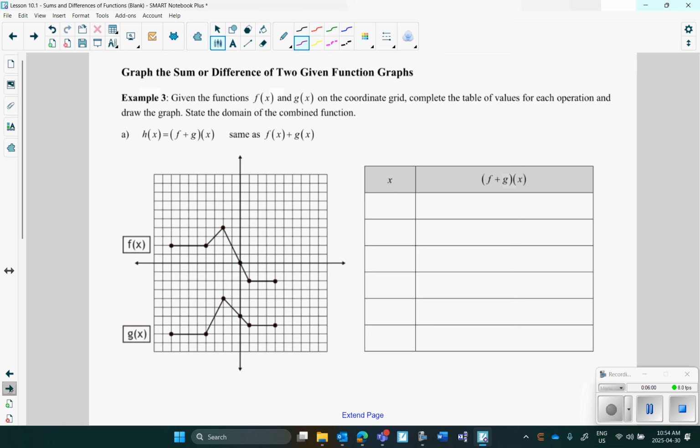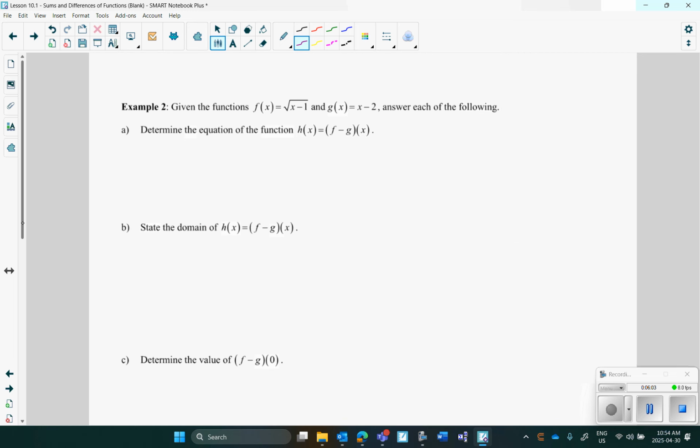How do we subtract two functions? Well, h of x, or f minus g of x, we can call them either one, is equal to function f. Remember, when you take these things, put each function in parentheses because it may change some signs. So function f is root x minus 1, minus function g, put that all together in parentheses because you see that's going to change the sign when we simplify.